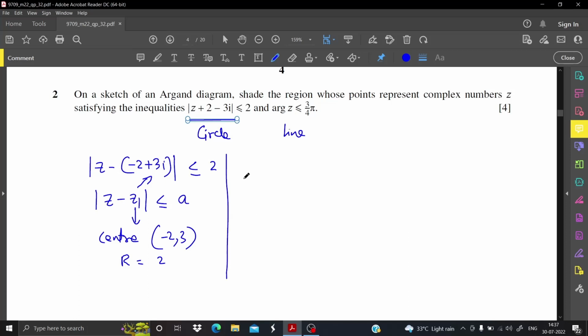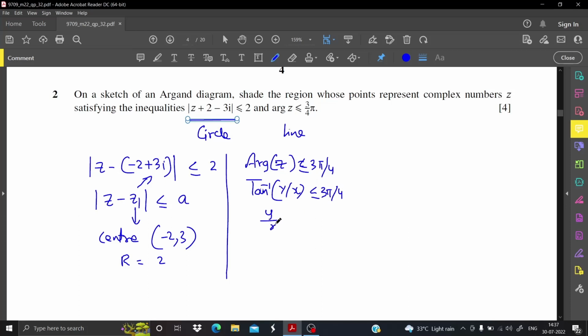So that is one. Working out for the argument of z less than or equal to 3 pi by 4, and you know argument of z is nothing but tan inverse of y over x less than or equal to 3 pi by 4.